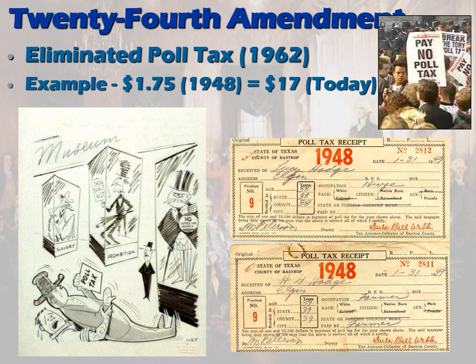So finally, in 1962, we get the 24th Amendment, which puts an end to the poll tax. So you no longer have to pay to vote. There are also other things around that time that put an end to the literacy test, which means you don't have to pass tests in order to vote. More on that later.